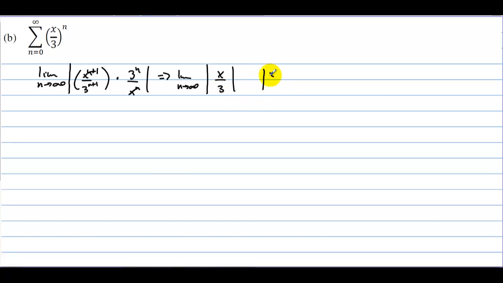So the absolute value of x over 3 has to be less than 1. Negative 1 is less than x over 3 is less than 1. And we have negative 3 is less than x is less than 3. So now the interval of convergence is negative 3 to 3. And the radius of convergence is equal to 3.